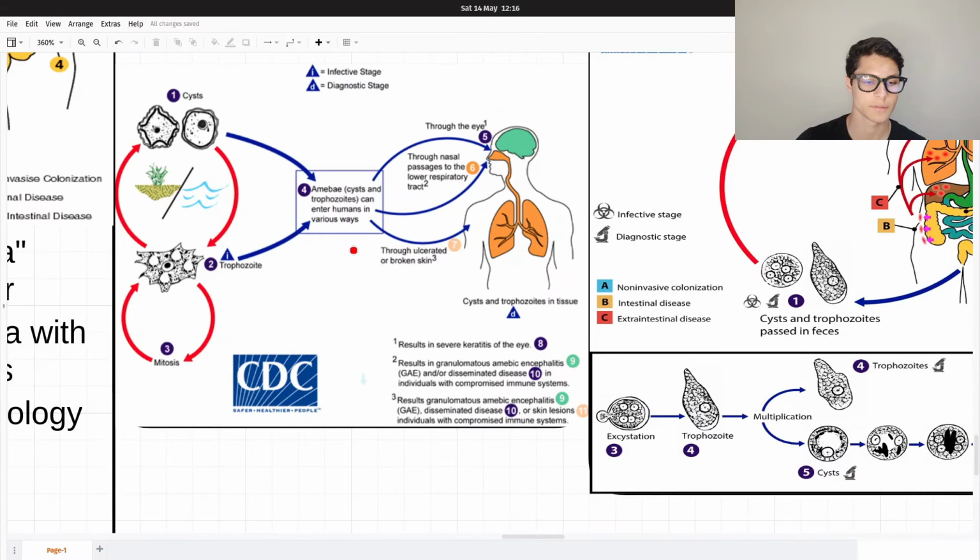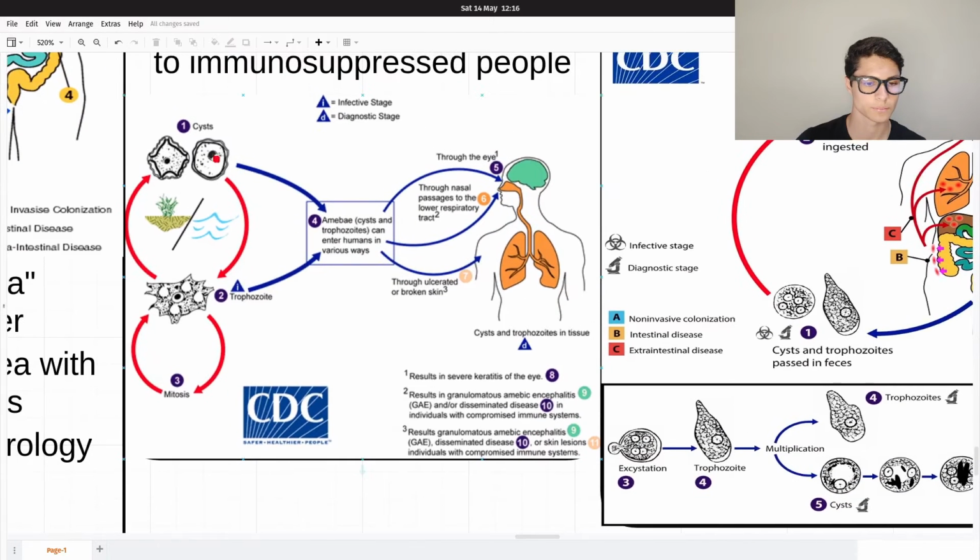This is the life cycle in short. The cysts turn to trophozoites, then through mitosis they replicate. The amoeba, the cysts and trophozoites can enter humans in various ways, but the most common is through the eyes.